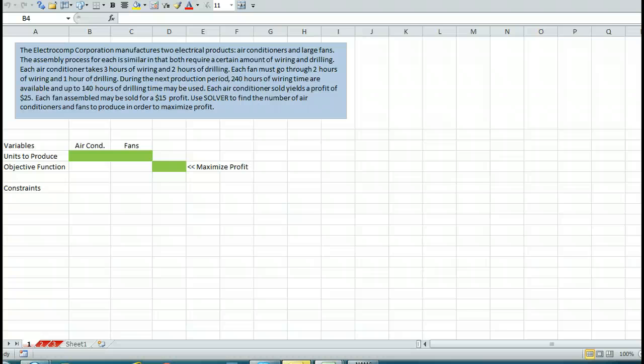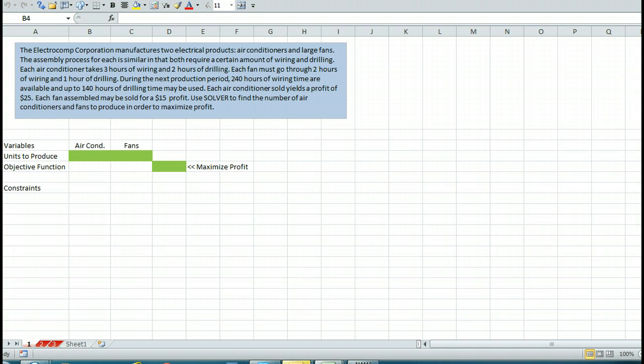So based on the amount of time that it takes and the profit for each one, and considering that we have limits on the amount of time we can spend wiring and limits on the amount of time we can spend drilling in a given period, we want to find out what to produce to create maximum profit. How many air conditioners, how many fans, so that we have maximum profit within the time constraints that we have to work in.